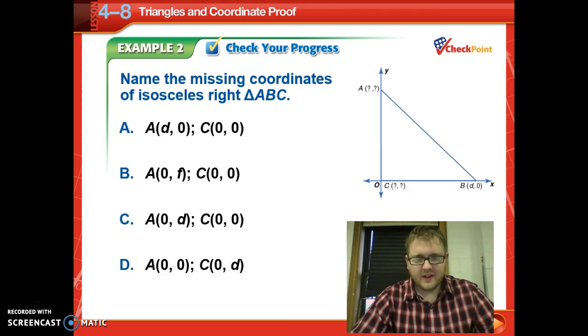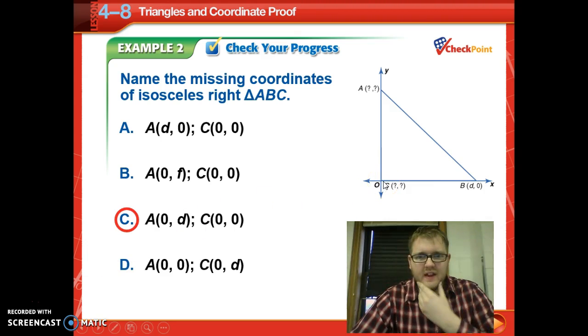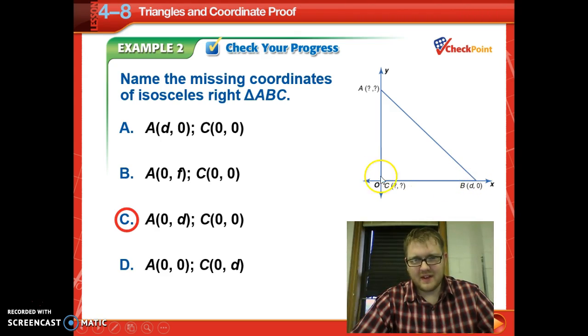So go ahead and see if you can take a look at this isosceles right triangle ABC and figure out the missing coordinates of A and C. And you should have gotten answer C. You obviously have C at the origin 0, 0, and you have A with the x coordinate 0, and because it's isosceles, AC and BC are congruent, so the distance from B to C has to be the same as the distance up from C to A. So we have x is 0 and y is that distance D.